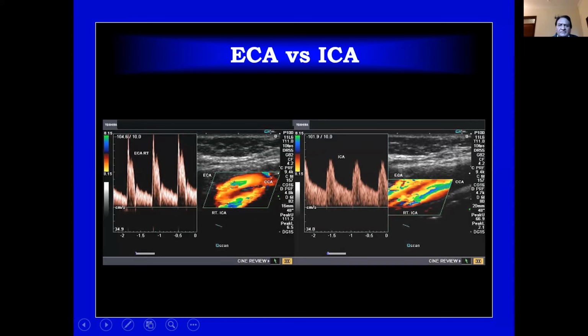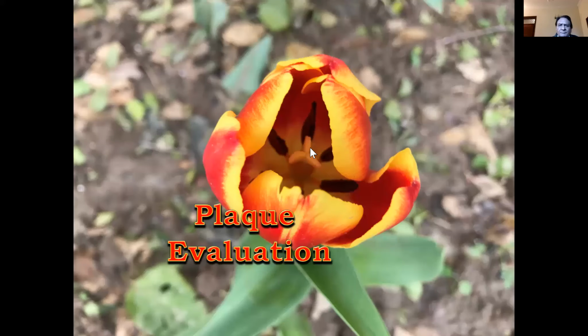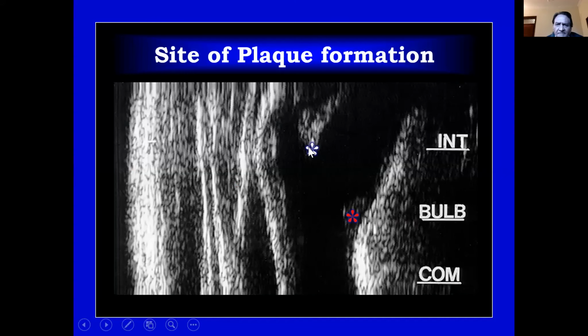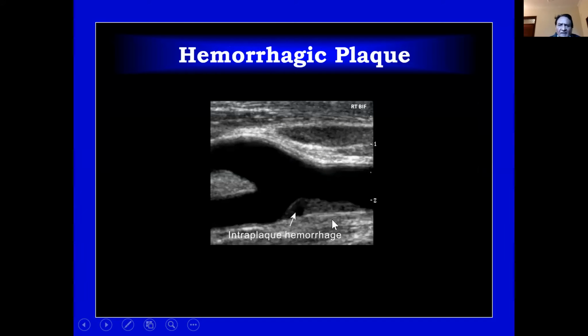Now plaque evaluation. The plaques form opposite the divider. When we are going, the blood hits here, it goes around this like this and hits here. So this is the area which is vulnerable to trauma, repeated trauma from the turbulent blood, and here is where the plaques are formed. Like here, and some plaques may show hemorrhage inside. These are dangerous plaques because they can rupture and cause embolism to the brain.